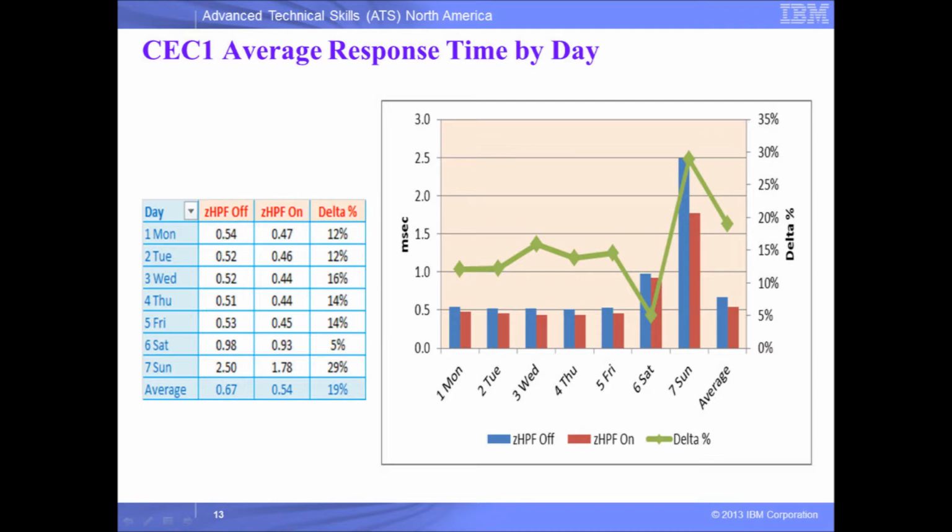The chart on the right side is a graphical illustration of the table chart on the left. The x-axis is the day of the week. The left y-axis is the response time in milliseconds. Here, the response time for the zHPF off is shown as a blue bar, and the zHPF on is shown as a red bar. The right y-axis is the percentage delta and is shown on the chart as a green line.